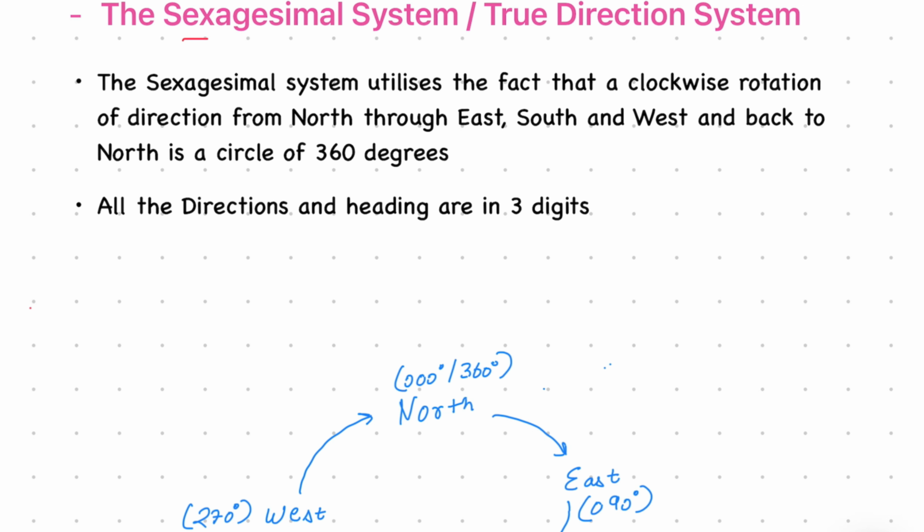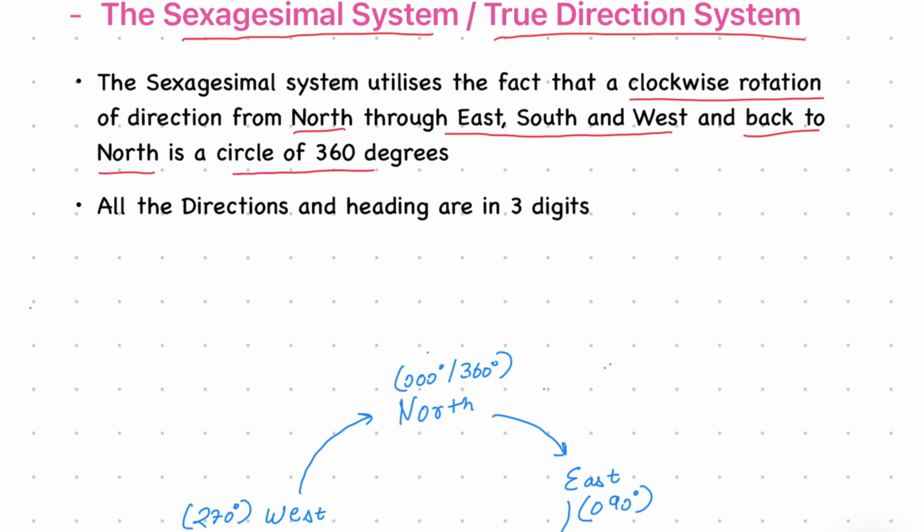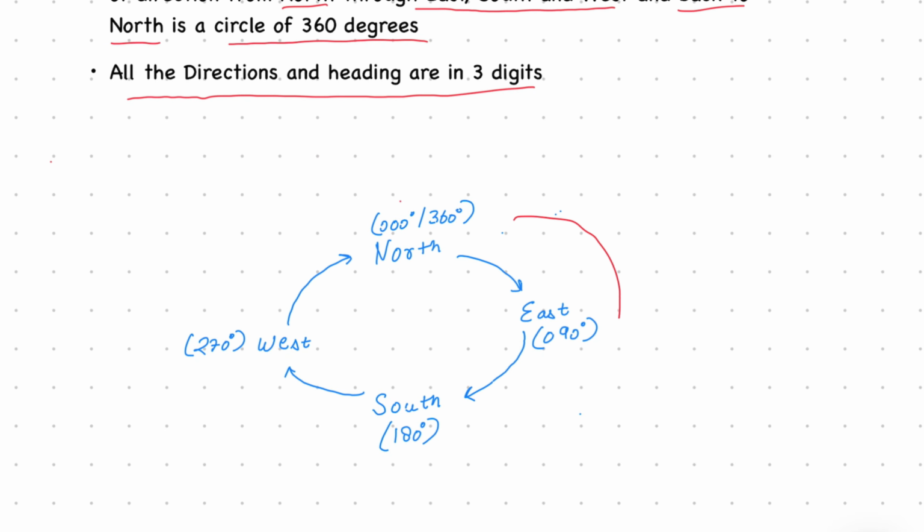Now we come to the Sexagesimal System or True Direction System. The Sexagesimal System utilizes the fact that a clockwise rotation of direction from north through east, south and west and back to north is a cycle of 360 degrees. All directions and headings are in 3 digits. It states that we measure our direction in a clockwise direction every time, not just in aviation, but in every form of navigation.